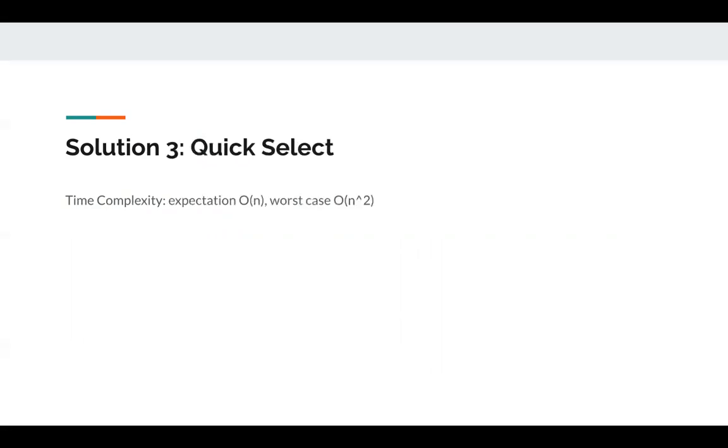Okay, for the third solution, the expected running time is O(n), or we can say on average it is O(n), but in the worst case it can be O(n) squared. But we know on average it is much better. So let's talk about what quick select is. It's very similar to quick sort.